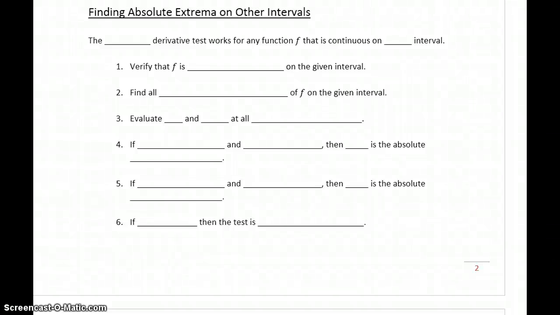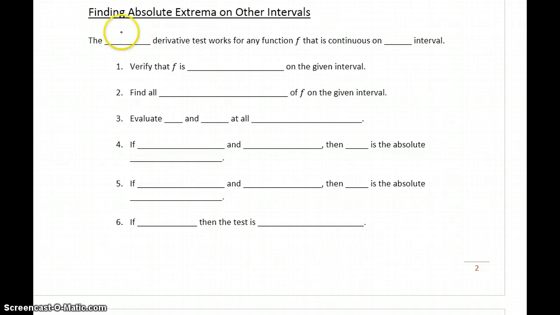The method we just introduced works for finding absolute extrema on, again, closed intervals. So now what we want is a way to identify absolute extrema on other types of intervals, whether they're closed at one end, open at the other, open at both ends. How can we find absolute extrema for essentially any type of function?